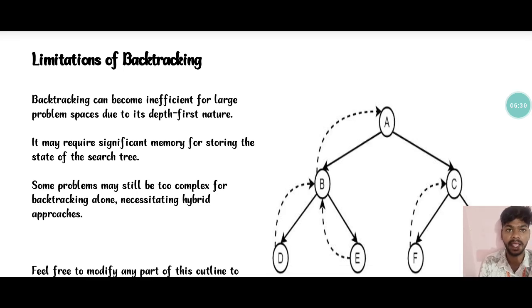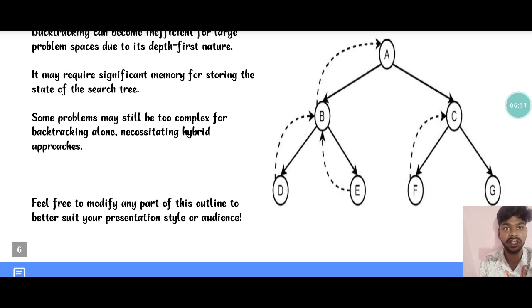Limitations of backtracking. Backtracking can become inefficient for large problem spaces due to its depth first nature. It may require significant memory for storing the state of the search tree. Some problems may still be too complex for backtracking alone, necessitating hybrid approaches.